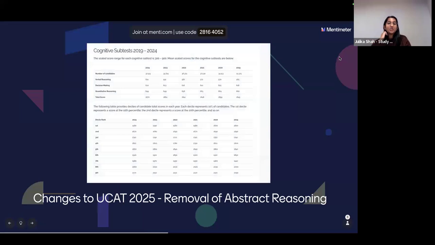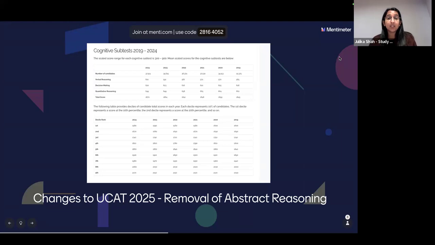So a big change to UCAT this year. For those of you who've done it previously, you'll probably know there are different sections of the exam. It involves things like a section on verbal reasoning, which is similar to comprehension. There's decision making, which is lots of different puzzles that you do. There's quantitative reasoning, which is more of a maths section. And there's also something called situational judgment, which asks you some more clinical questions.